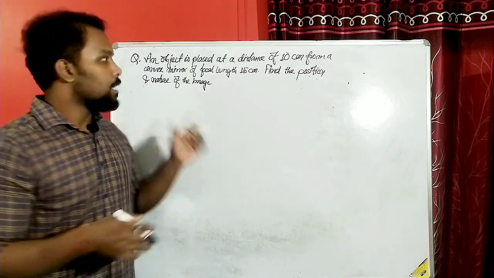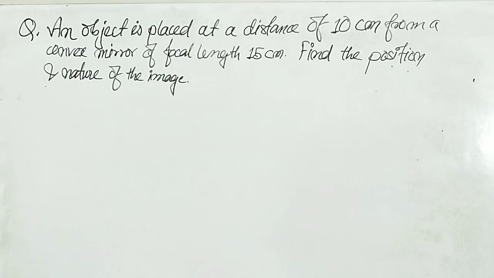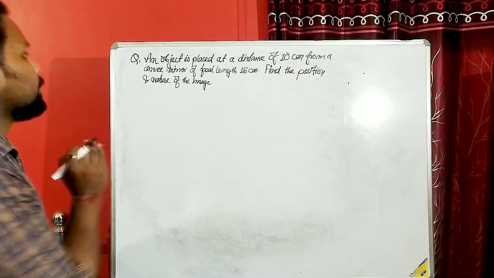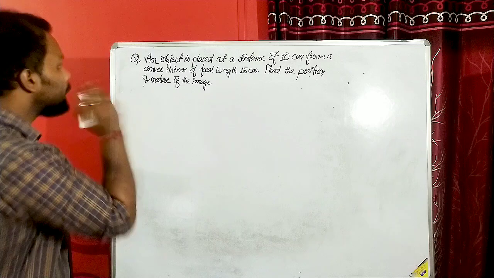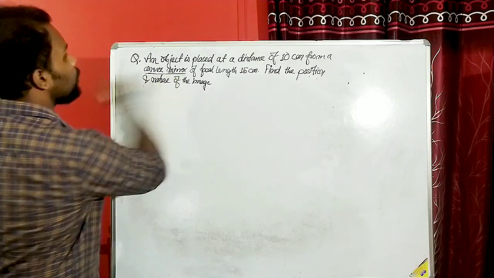See, our first question is saying that an object is placed at a distance of 10 centimeter from a convex mirror of focal length 15 centimeter. First, we will just observe the first line. What is actually written? Our main thing is going to be the convex mirror.